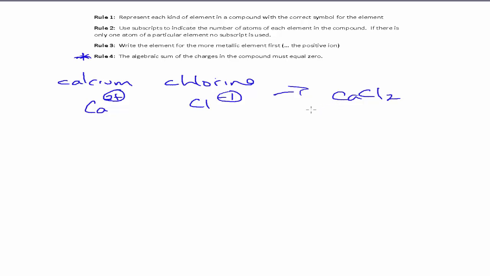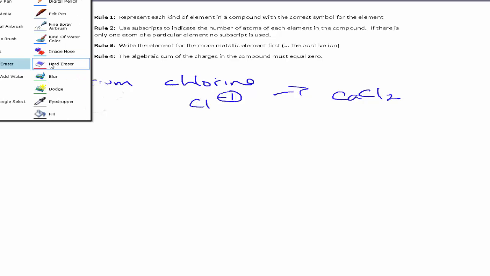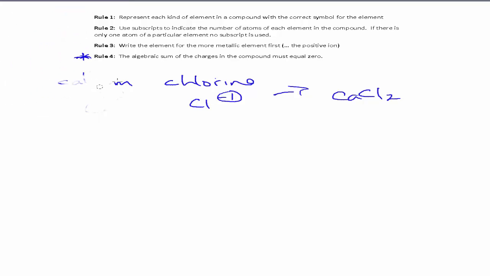Right. I think I want to erase that. So let's see what happens if I go like this. I think if I go like this, it will take forever. Maybe we can find something called a hard eraser. Yes. Okay. Not bad, not bad.